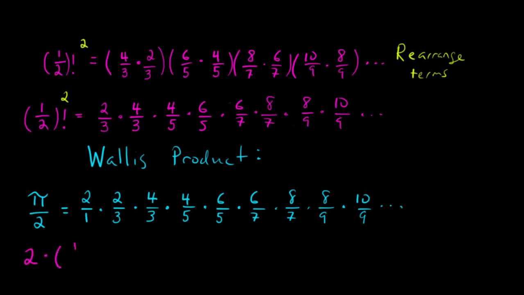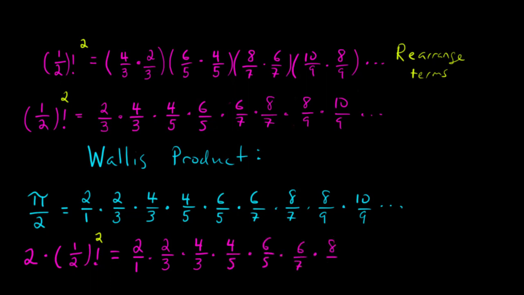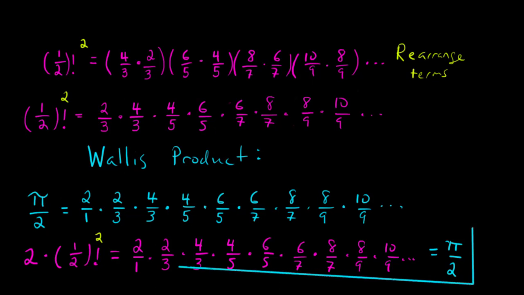So I'm going to multiply 2 by 1/2 factorial squared to make this look like the Wallace product. And so that'll be 2 over 1 times 2 over 3 times 4 over 3 times 4 over 5 times 6 over 5 times 6 over 7 times 8 over 7 times 8 over 9 times 10 over 9, dot, dot, dot. Okay, and remember that equals pi over 2. So we get, I'll put a box around this.